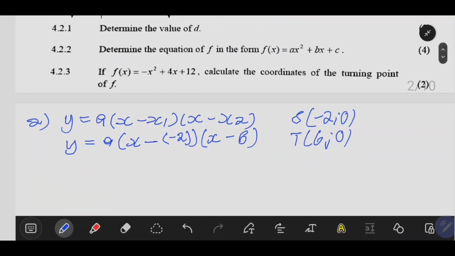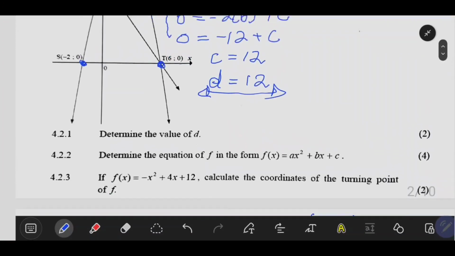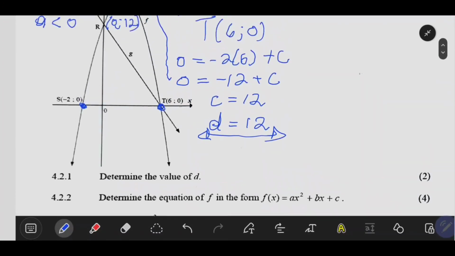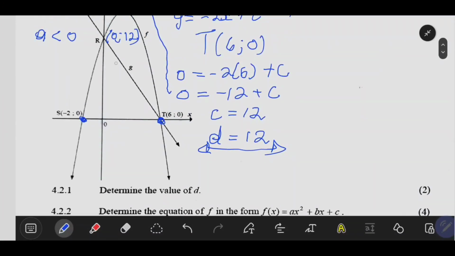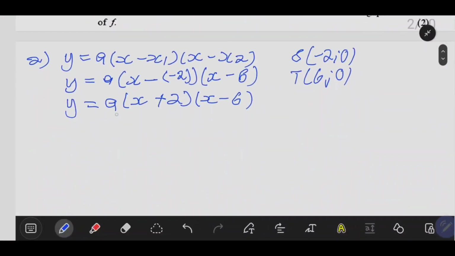And then we can try to simplify this. y equals a into x, and then negative by negative is positive, so x plus 2, and then this side is x minus 6. Then when you reach this step, because you already used the two points, we are left with only one point, which is point r. Then we're going to use point r, which is (0, 12).